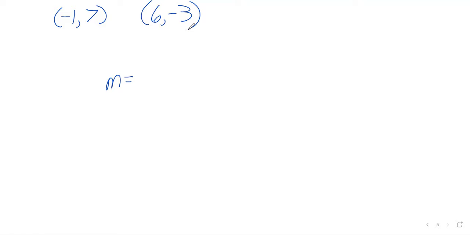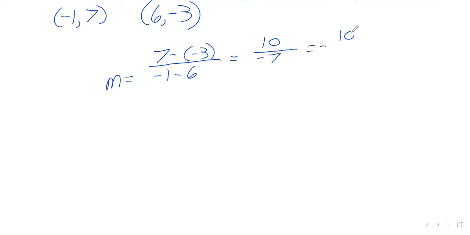So if we subtract our y's, 7 - -3, and then we have -1 - -6. 7 - -3 is 7 + 3, so it's 10. And -1 - -6 is -7. Traditionally, when we're writing a fraction, we pull negative signs out rather than keeping them in the denominator, and we get -10/7. Well, that's half the battle.